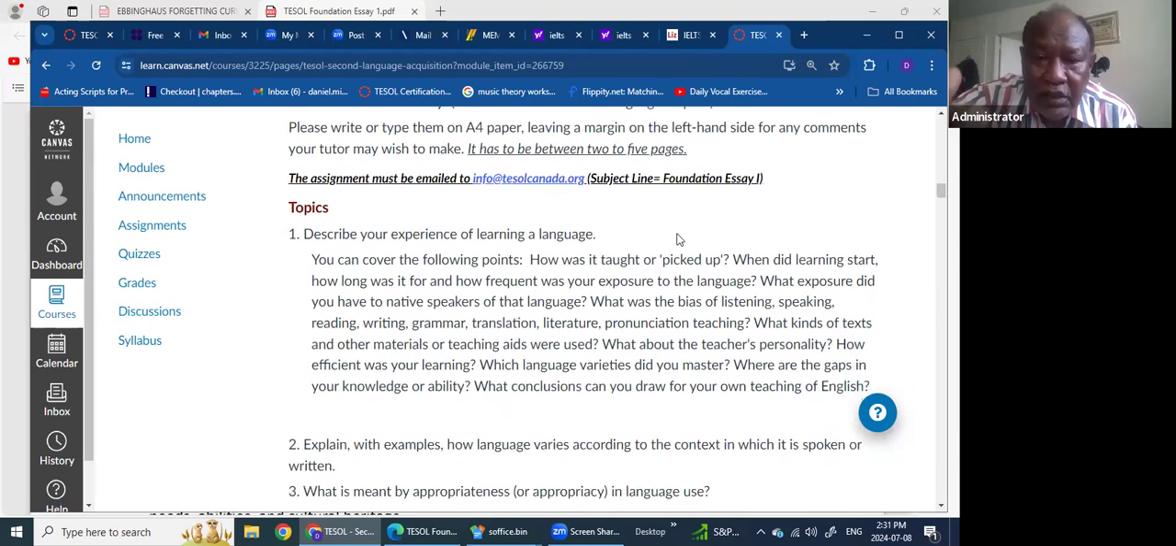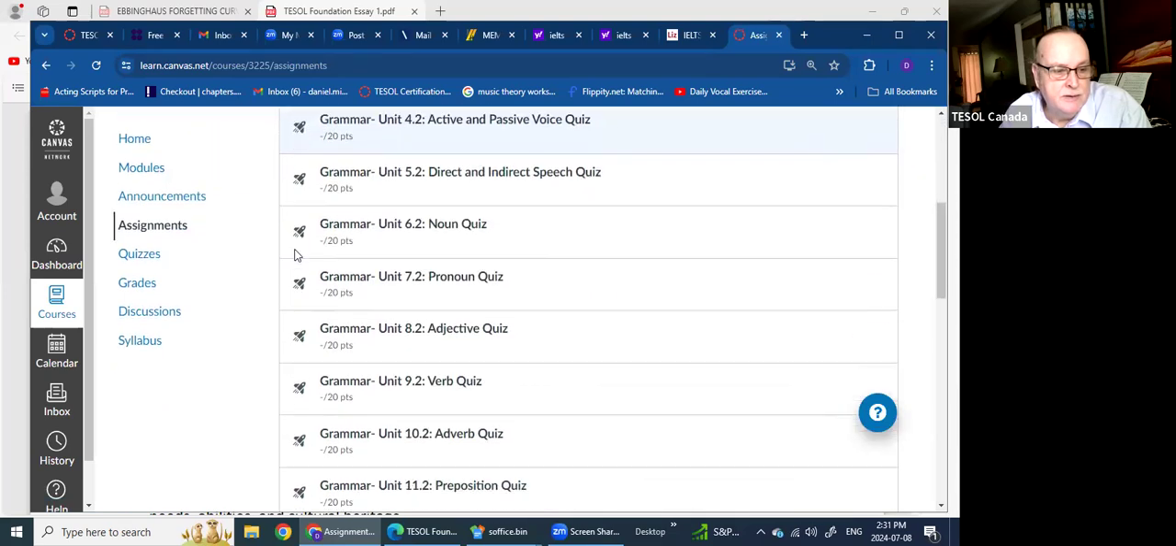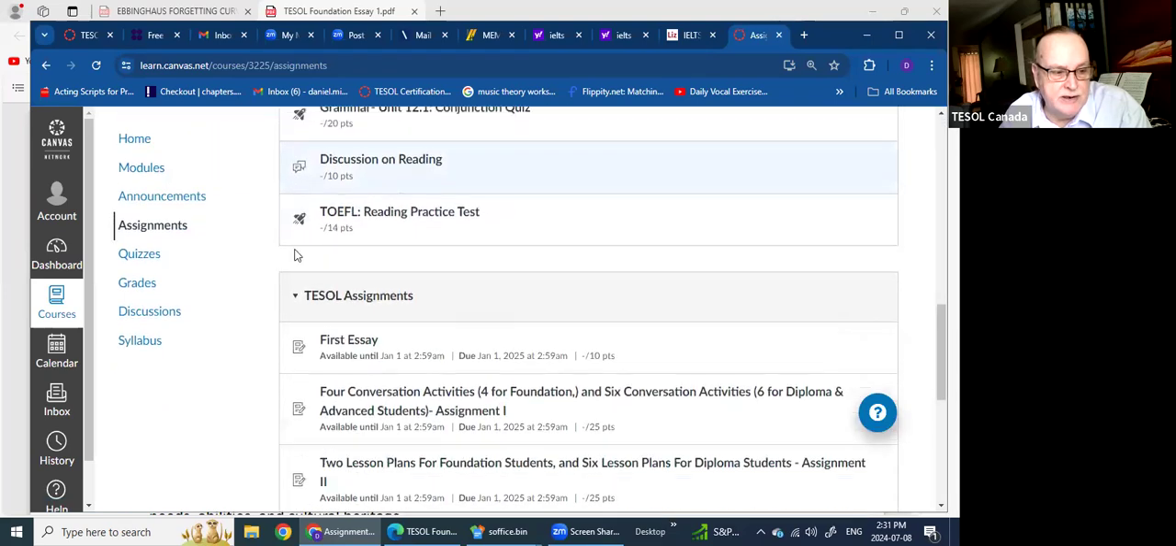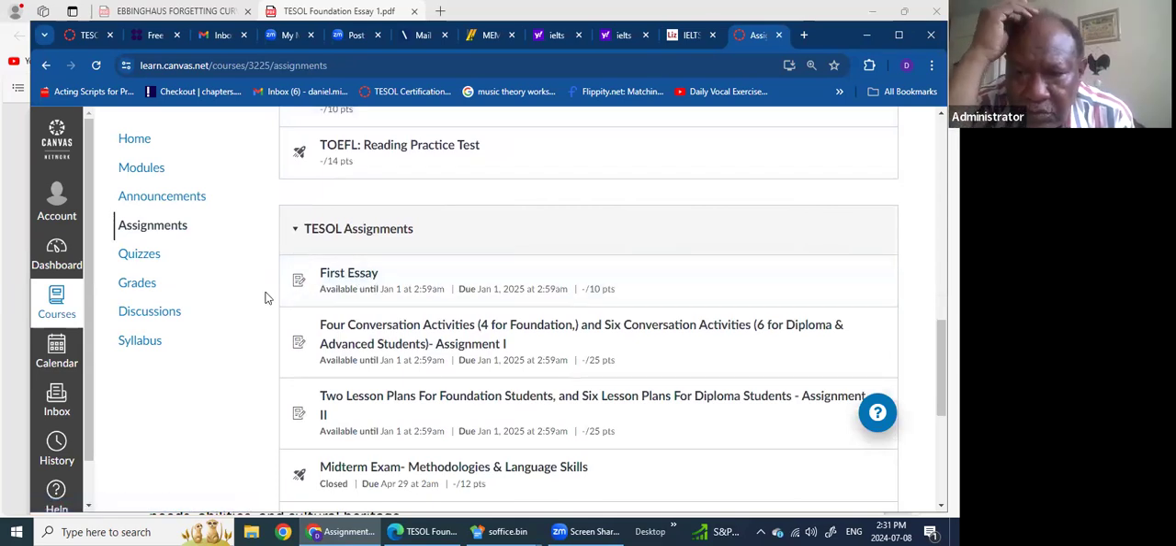I mean, show us the rest of the assignments until the end of the course, if you don't mind, please. The rest of the assignments. Well, under the assignments tab, you've got all the quizzes listed. The quizzes, Simon told me don't do the quizzes because you have already done them on the foundation course. He sent me an email.